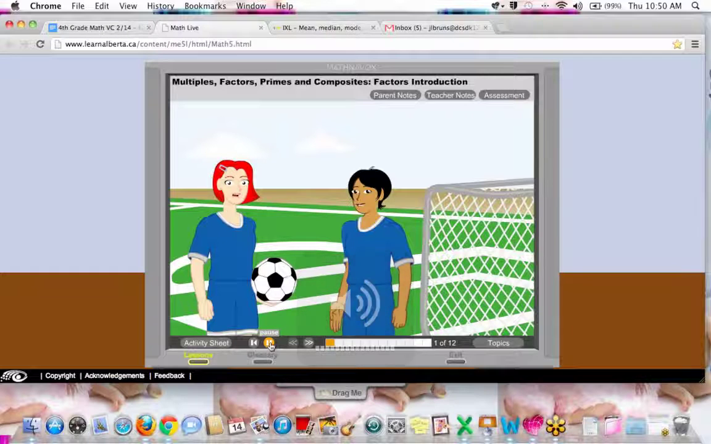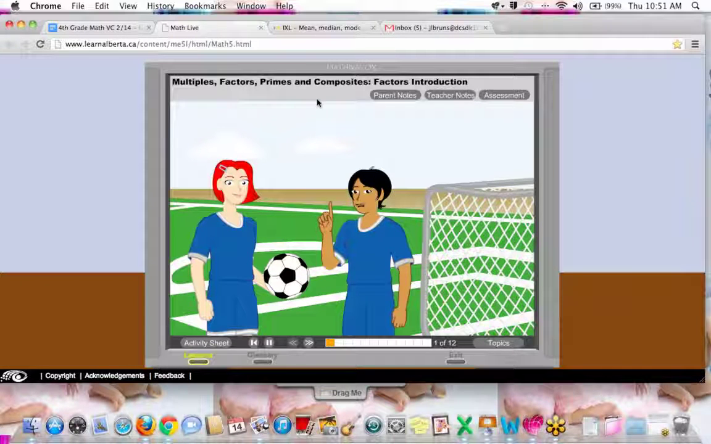Our soccer team has a meeting this weekend, and we are in charge of setting up the chairs. How can we arrange them into even rows? We have 12 players on the team. You can help us by choosing an array for the chairs. Be sure to try every possible array so we have a chance to see them all before we make our decision.